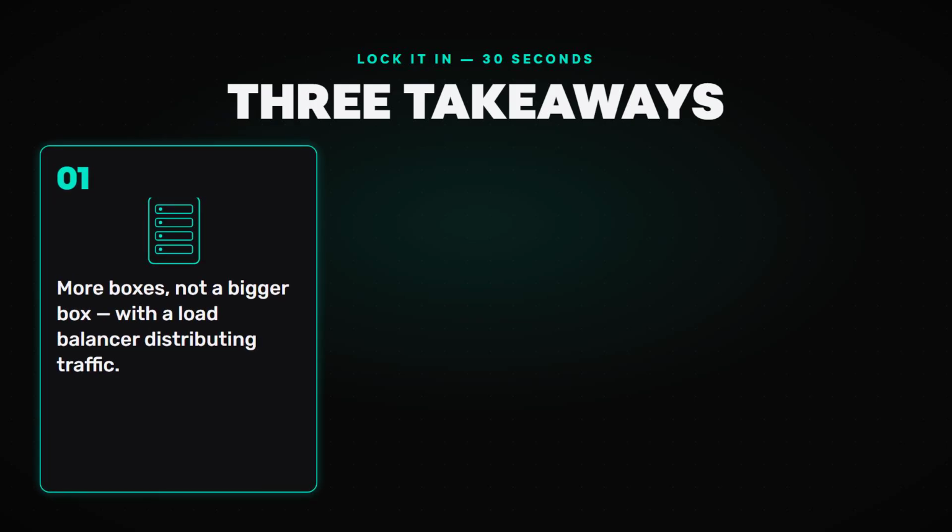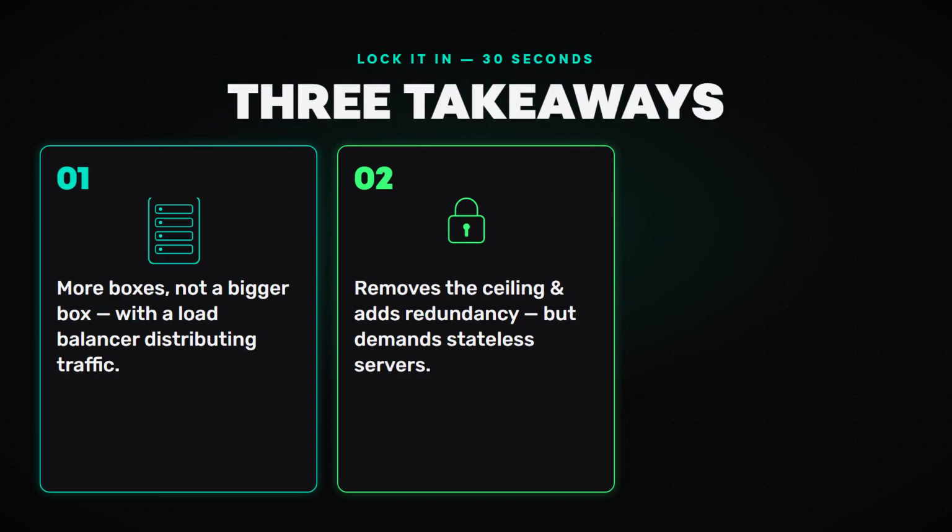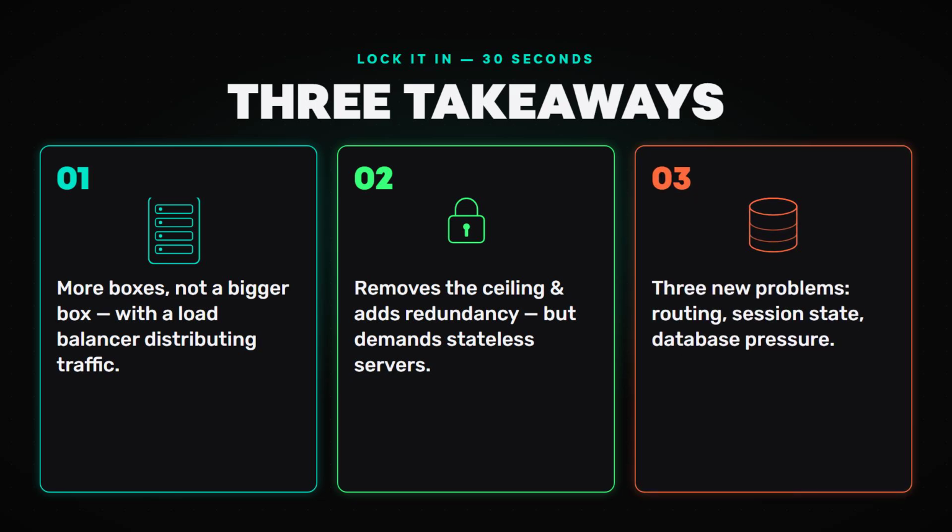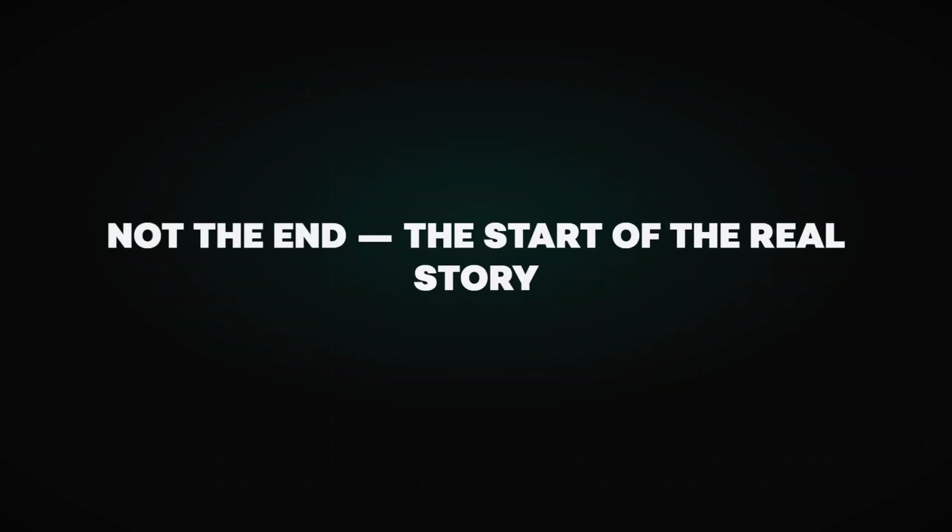Before you go, take 30 seconds to lock this in. Takeaway 1. Horizontal scaling means running multiple copies of your application on separate machines. More boxes, not a bigger box, with a load balancer distributing the traffic. Takeaway 2. It removes the ceiling and adds redundancy, but it requires your application to be stateless. Any server-local state breaks the model. Takeaway 3. It introduces 3 new problems: traffic routing, session state, and database pressure. The rest of module 4 is essentially a course on solving those 3 problems. Horizontal scaling is not the end of the story, it is the start of the real story.